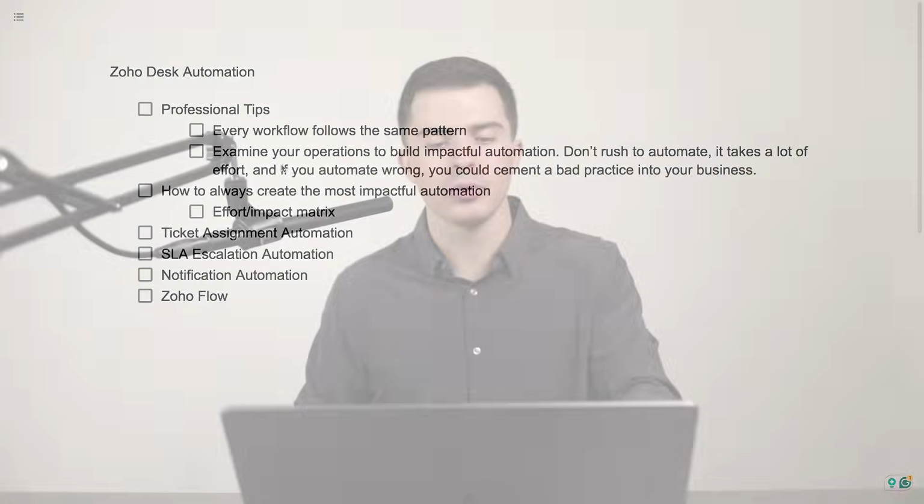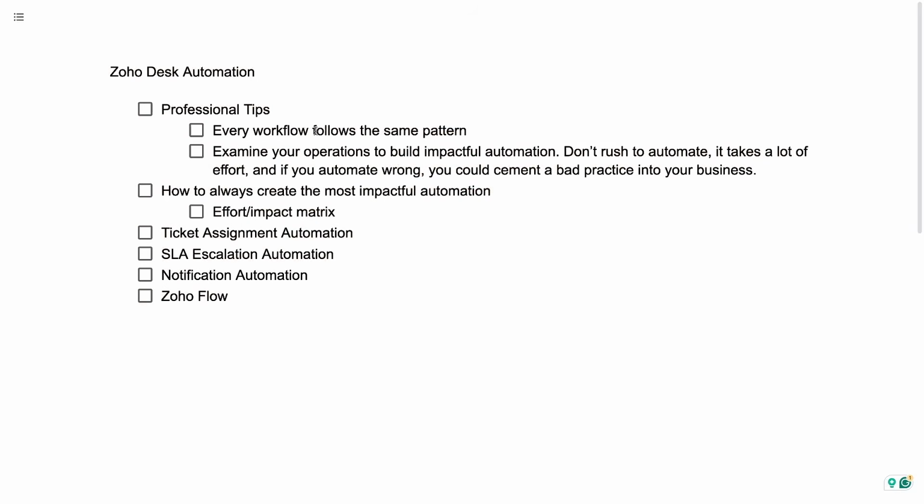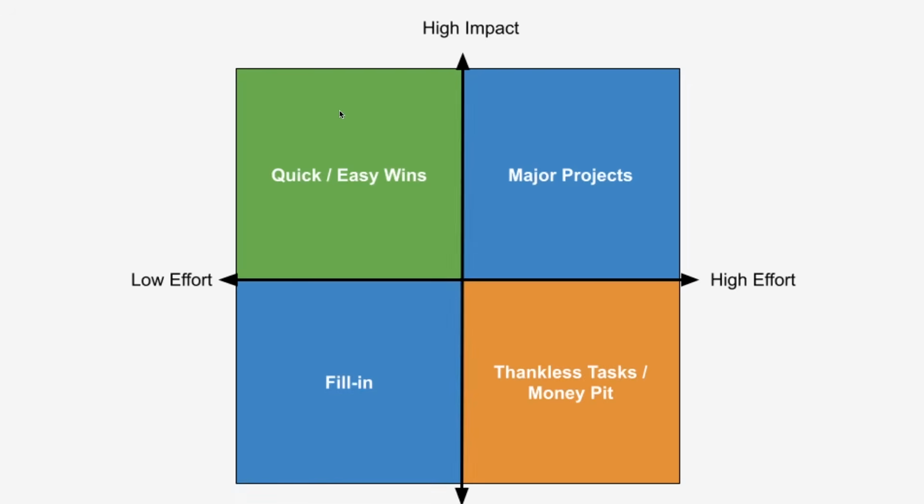Okay, so I see a lot of people that just want to jump in and automate everything. We're going to go over the best way to prioritize automations, because automations take a lot of time and effort, and it's not always worth the time and effort it takes to automate something. Especially when you have this automate everything mentality, you've got to realize you don't want to cement bad practices into your organization. So you need to be able to prioritize the most impactful automations in your organization, what you should actually go about building. That's what we're going to talk about here with this effort impact matrix.